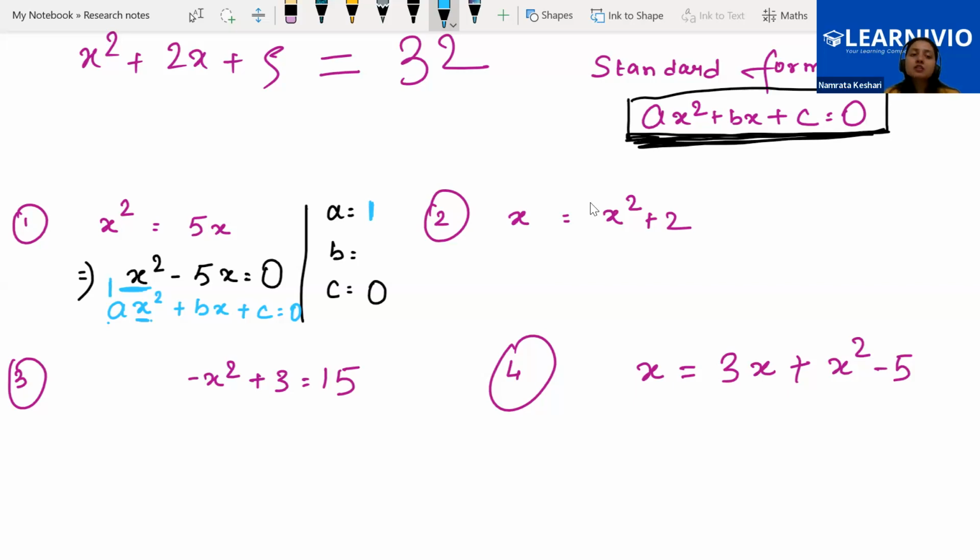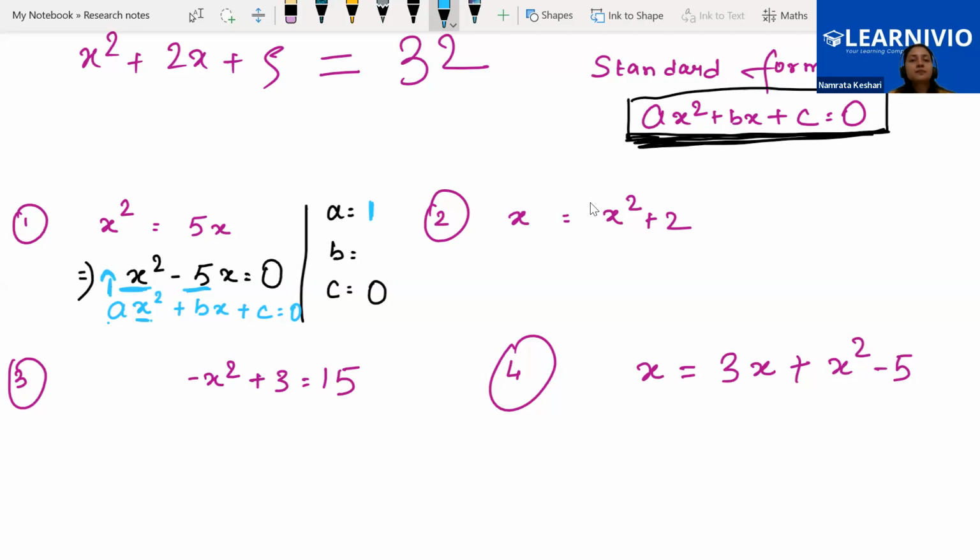A means whatever is multiplied with x square. A doesn't mean x, like 1x square. A means 1 only. Whatever is there in your equation in front of x square, or whatever is multiplied with x square, that is a. What is b? Can you tell me, Abdul, now?